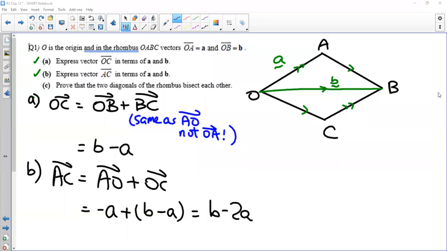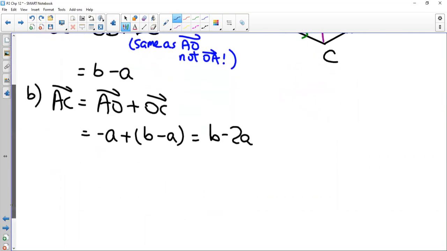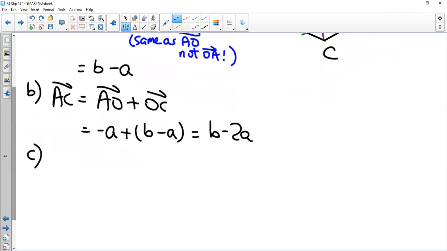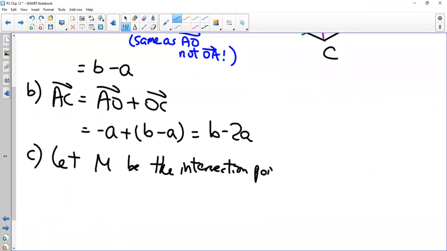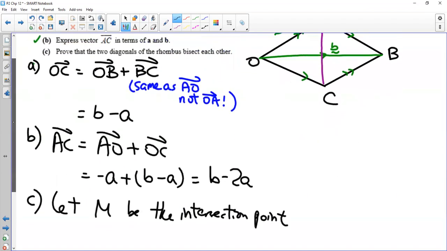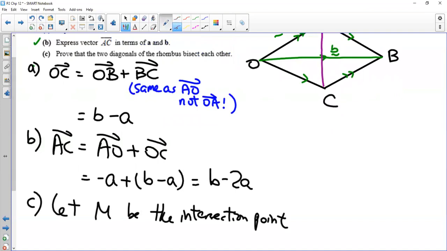So here are the answers for part A and part B, not going through in detail, so you can check your answer. We need these two for part C. Prove the two diagonals of the rhombus bisect each other. So if I draw another diagonal, that means from A to C, okay? Part C. So I'm gonna let M be the intersecting point. So let's call that point M.